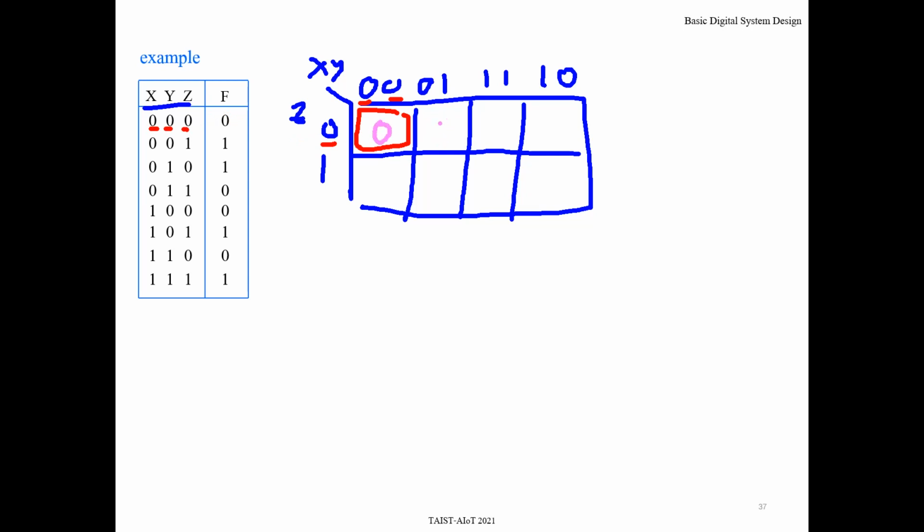For this cell, x, y is 0, 1, z is 0. Namely, x, y, z is 0, 1, 0. So you find 0, 1, 0. Okay, it's 1 here. For the cell 1, 1, 0, okay, so it's 0. And so on, right? This kind of table is called a Karnaugh map or K-map.